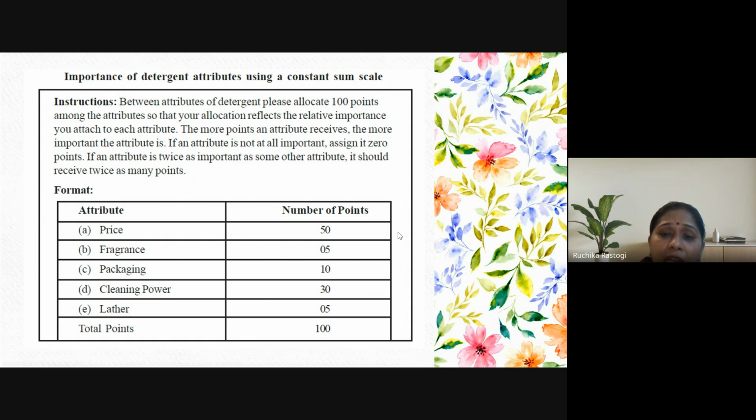And then I can ask the consumers to give the numbers, but that number should be out of 100. If you have given 50 to price, then only the remaining 50 can be divided among fragrance, packaging, cleaning powder, and leather. So this is also a very powerful tool.